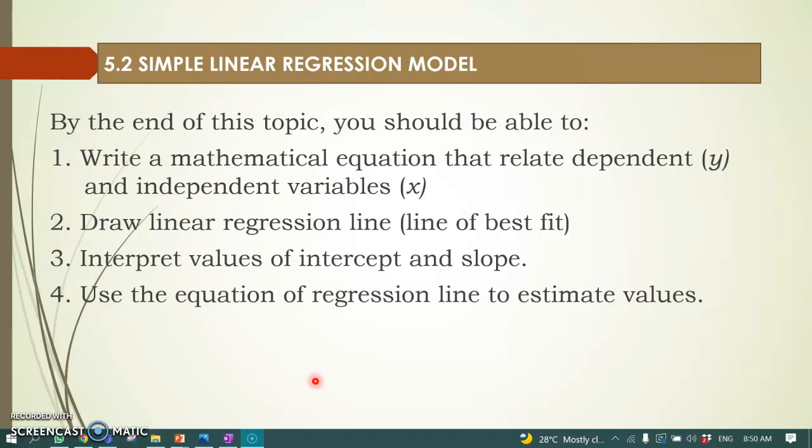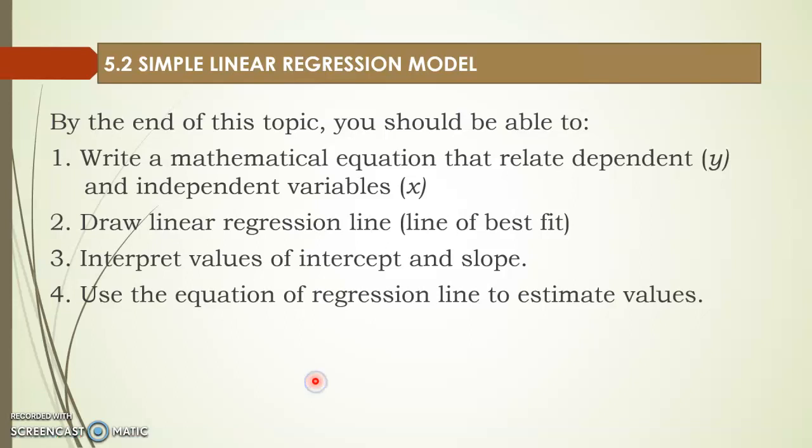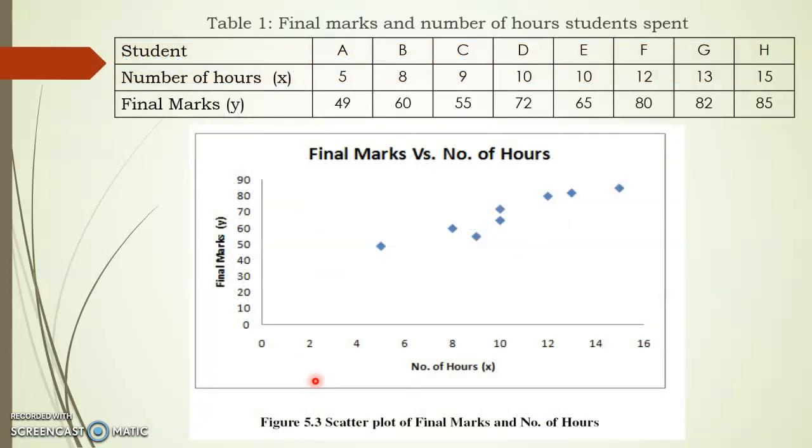Okay, so there are certain outcomes from this video. So let me show you what a linear regression model is, class. Let's recall our previous example. We discussed the number of hours students spent to study and their final marks, and we calculated the R and R square value. We interpreted that these two variables have a strong positive correlation. Do you remember? I also showed you this plot, the scatter plot for final marks and the number of hours.